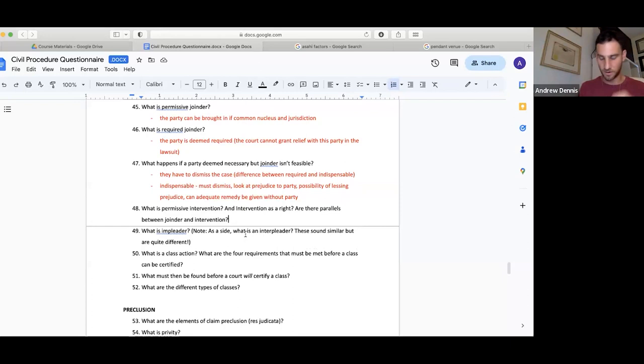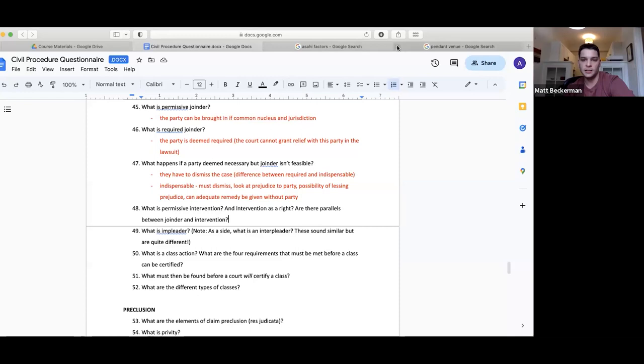Interpleader is when I'm suing two parties, let's say, and those two parties need to figure some things out between themselves. It's usually over property, like whose property actually is it? They need to interplead and figure out who's the proper defendant, and then I'll sue them. So remember, impleader, we're bringing someone in. Interpleader, we're forcing two parties to interplead amongst each other. And intervention means I'm the third party jumping into the case.